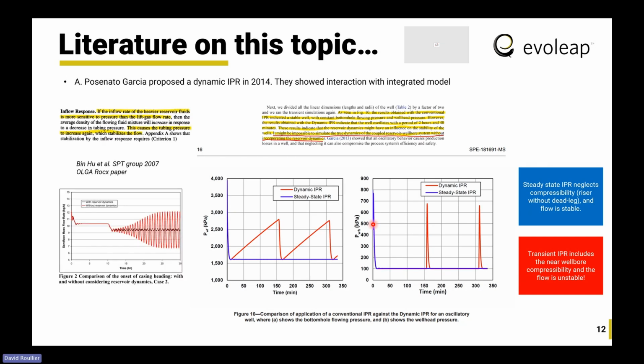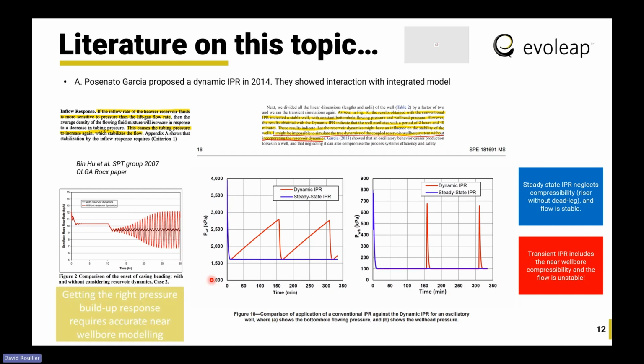So this also was one of the reasons the RockX paper came up. RockX was one of the options to connect Olga to a near wellbore reservoir model. And it also showed quite different transient behaviors when comparing with and without the reservoir dynamics. Okay, so this is not necessarily a new concept, but it's something that's fairly tricky to get right.